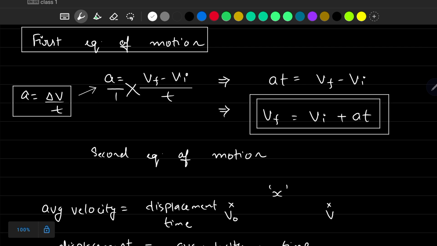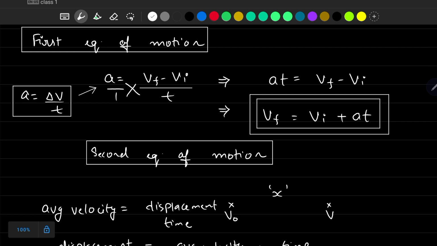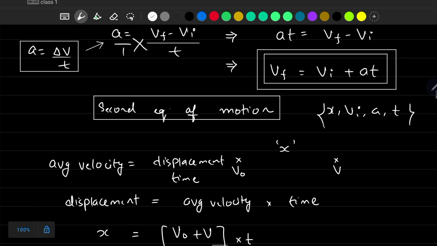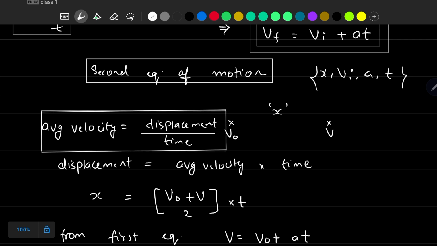Now what about the second equation of motion? The second equation of motion relates displacement, initial velocity, acceleration and time. So we know that average velocity can be written as displacement upon time. What is average velocity? Average velocity can be written as displacement upon time.